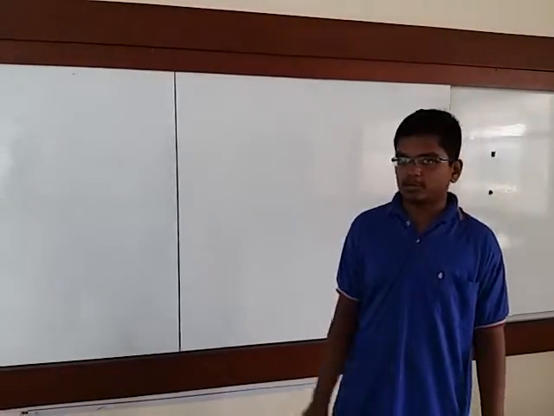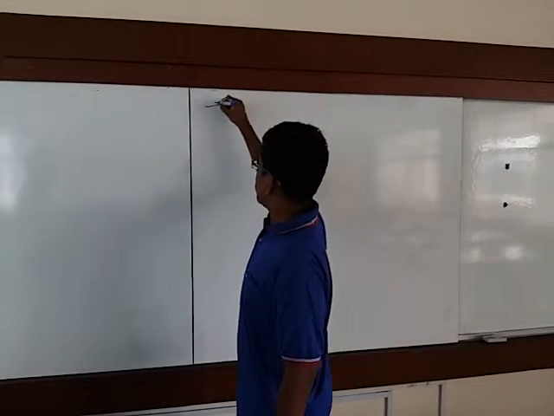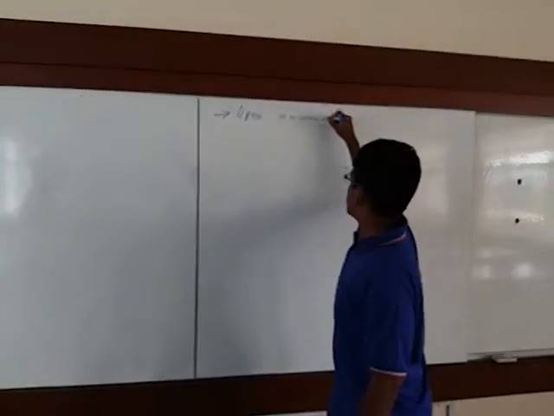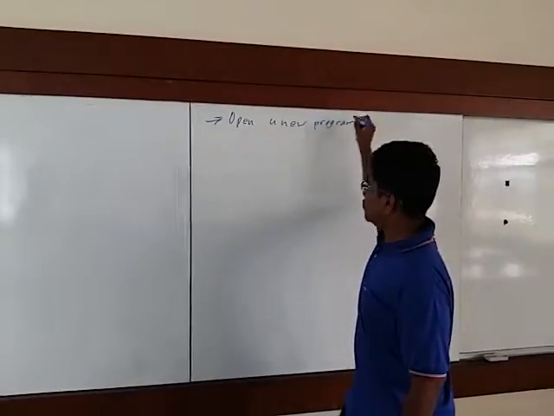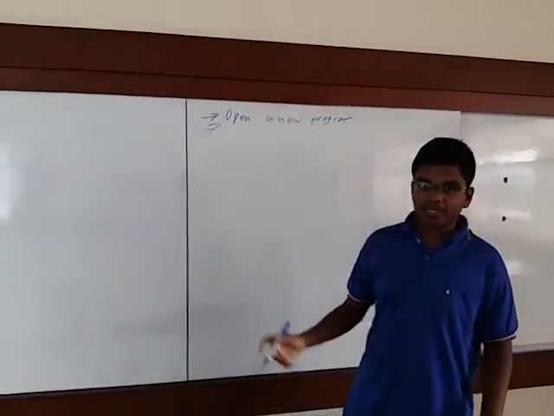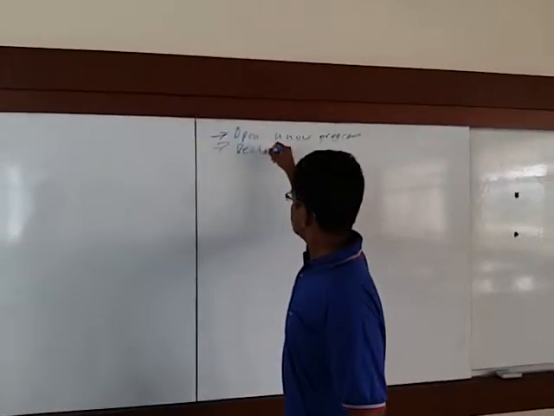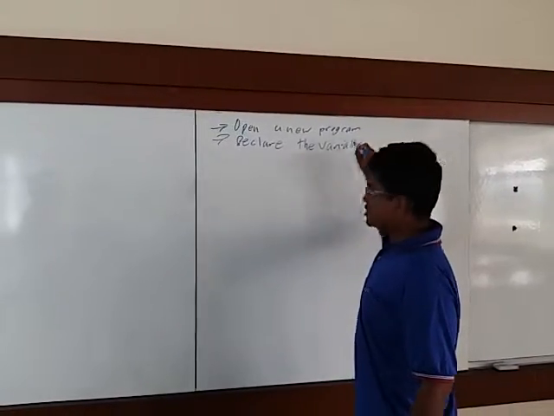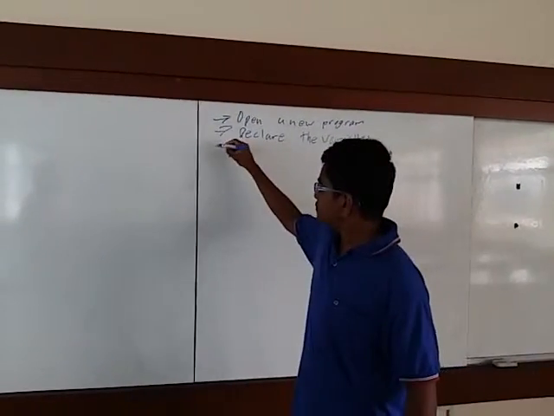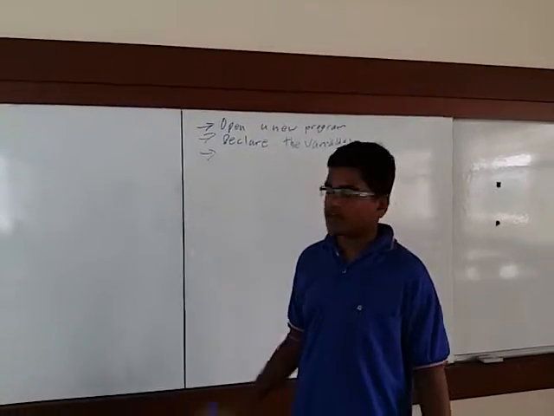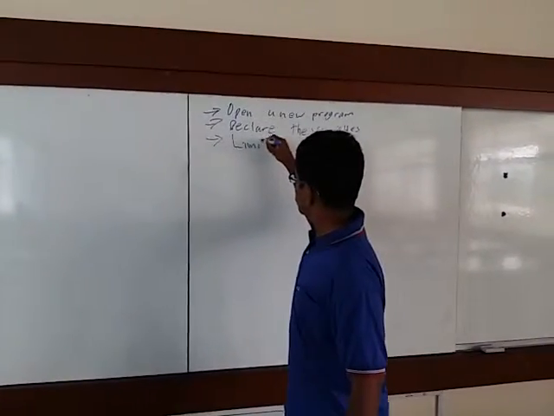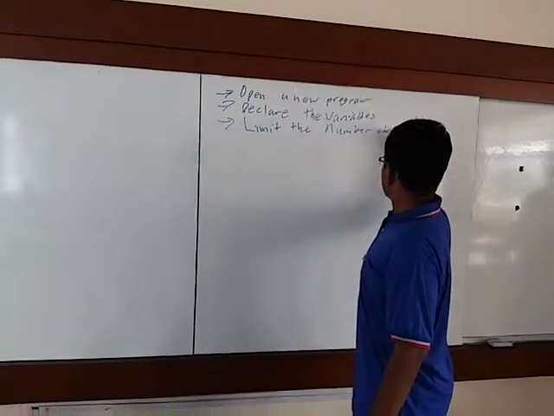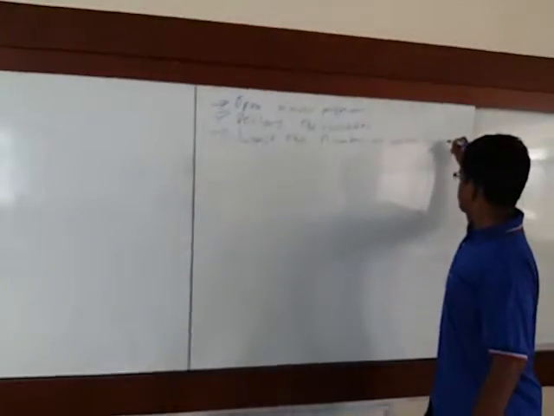We discuss the algorithm of the program first. For every program, the first step you need to do is to open a new program. The second step is that you have to declare the variables, and in this case, the arrays have a specific set of data, so you must limit the number of data. So we limit the number of data to 50.